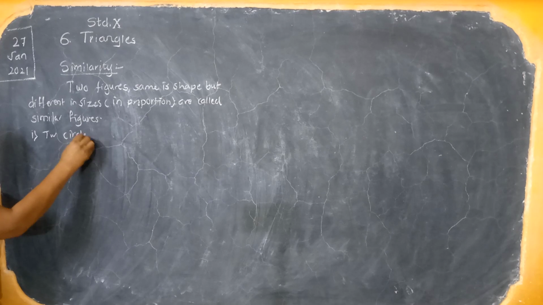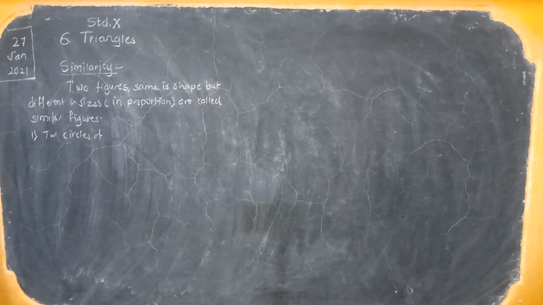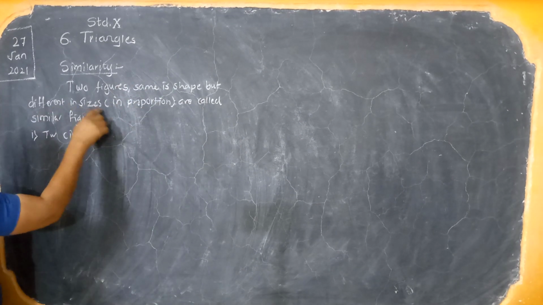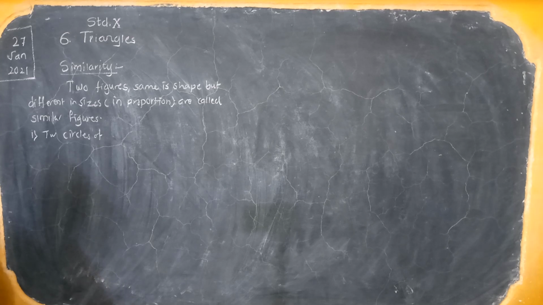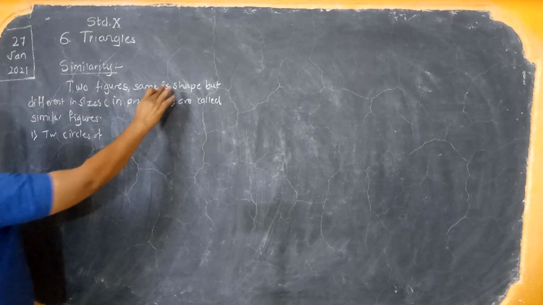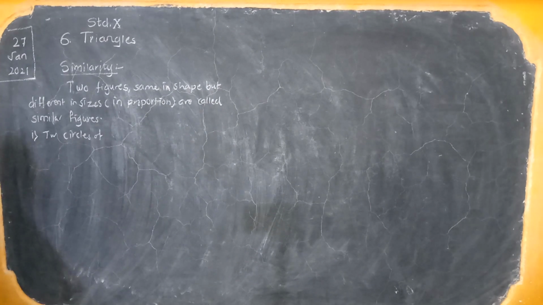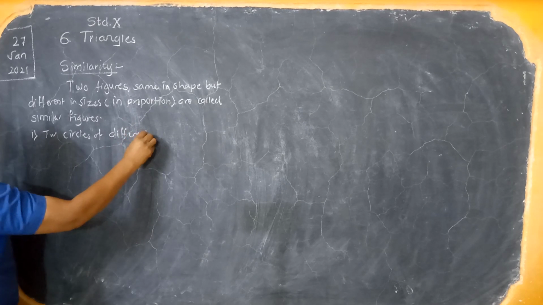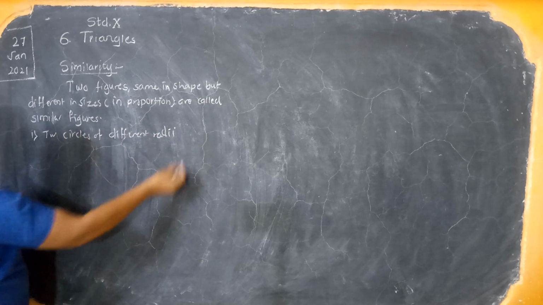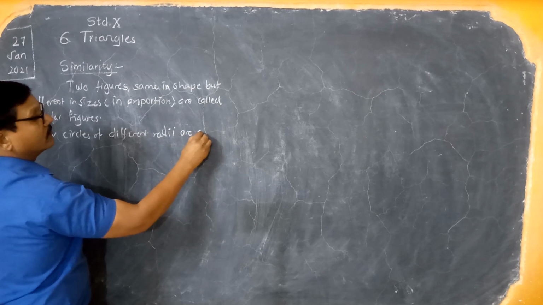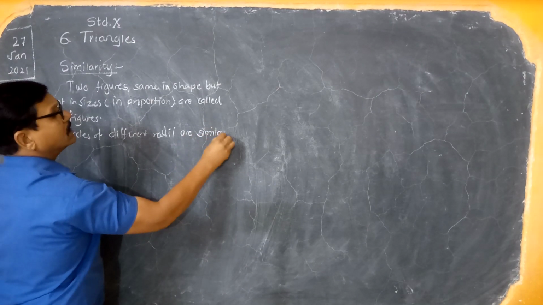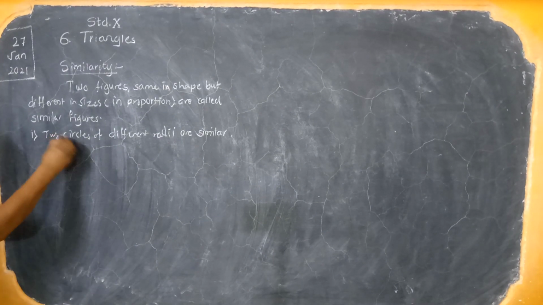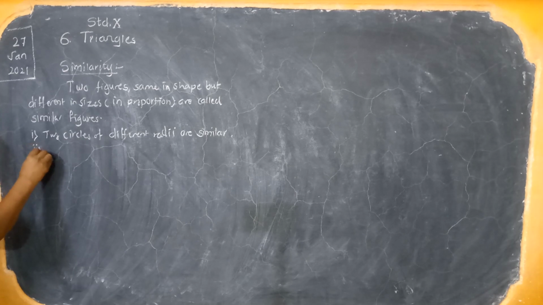That means, first, two circles. Same in shape but different in size. Two circles of different radii are similar. By this definition, any two circles are always similar.